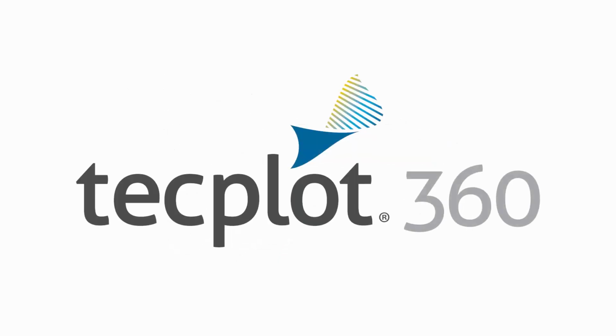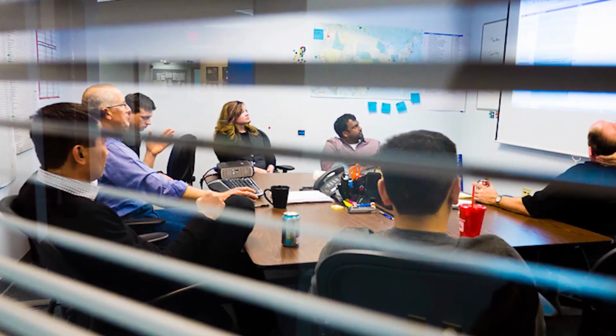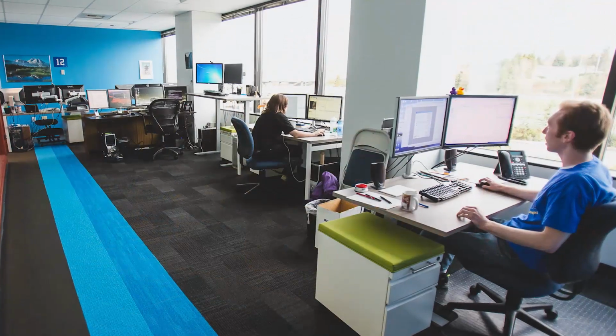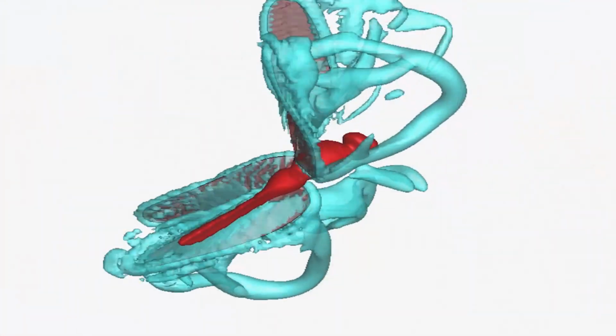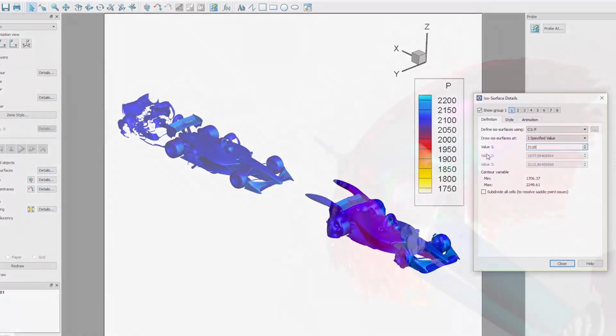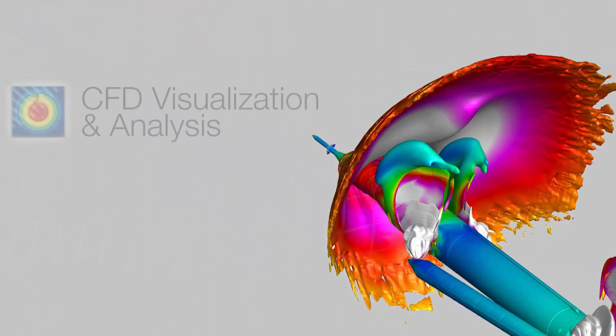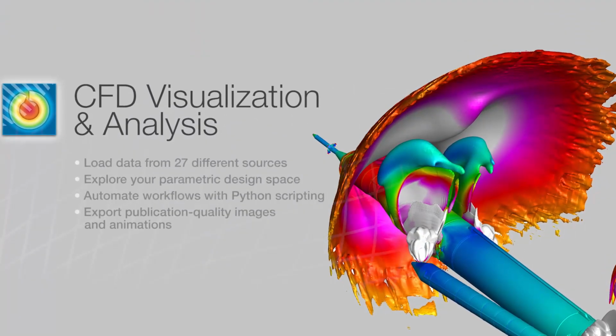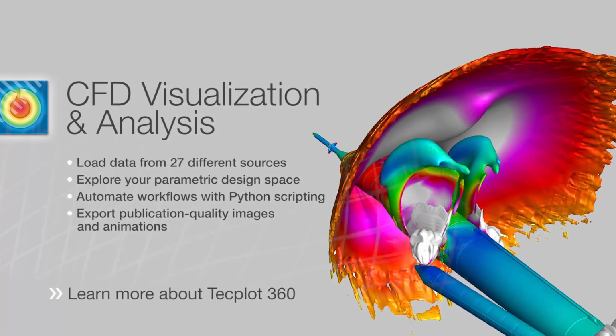Tecplot 360 is the leading visual data analysis program for engineers and scientists. We continually improve our features, processing speed, and ability to load an ever-increasing number of data formats to extract the most from your data. We are excited to announce major new modules in Tecplot 360 that address fundamental issues in our industry and provide our users with new and efficient ways to interact with their data.